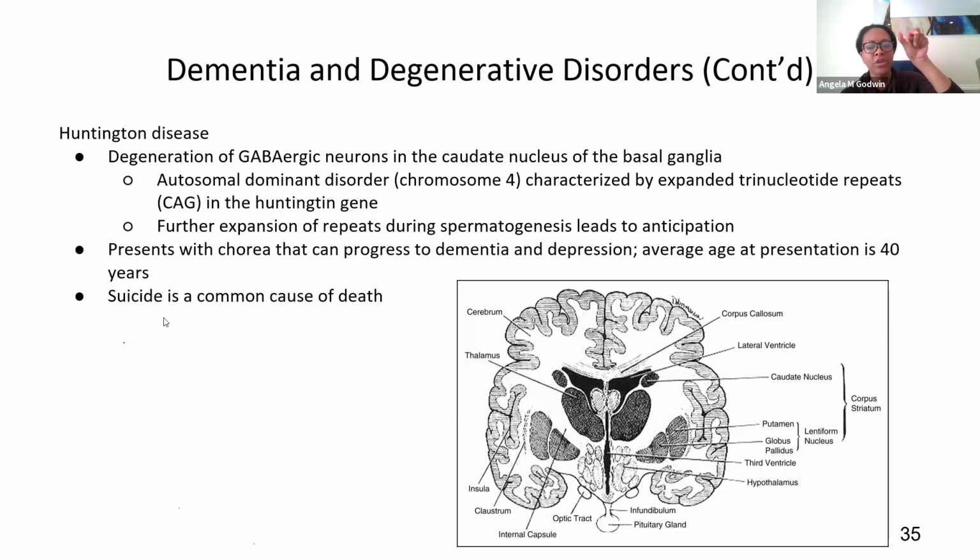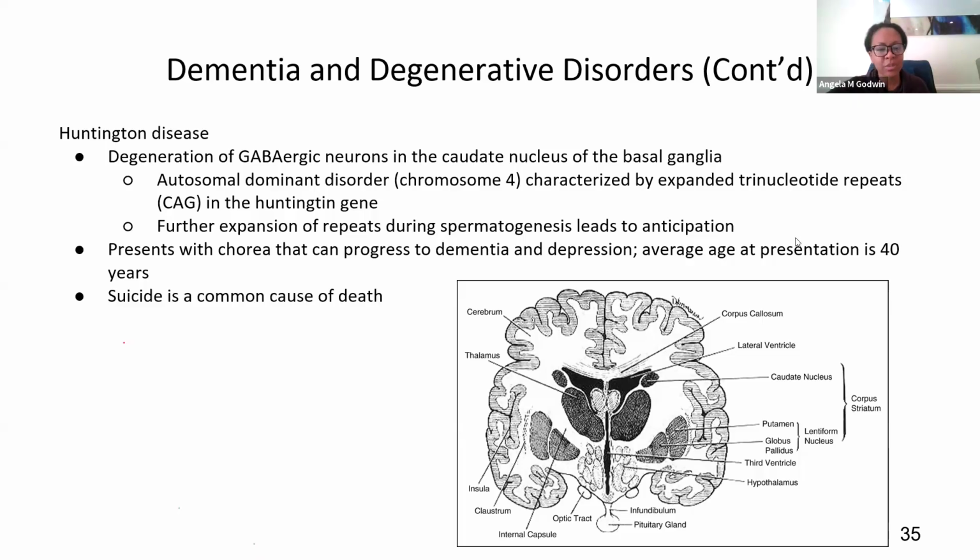Spermatogenesis is the creation of sperm. So the next generation, for instance, will have longer repeats of that CAG line. And that leads to anticipation, meaning that the next generation, if someone gives birth to someone with Huntington's disease, will usually end up being diagnosed with Huntington's disease at a younger age. So spermatogenesis, again, means that creation of the sperm, that development to the next generation, causes longer CAG repeats, and also causes the disease to present earlier in age. So that's really what that means.